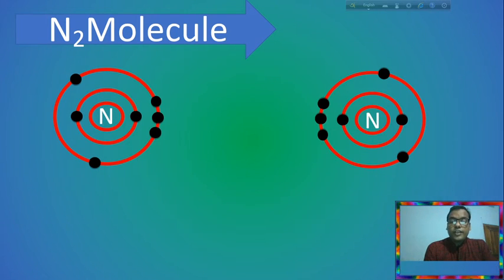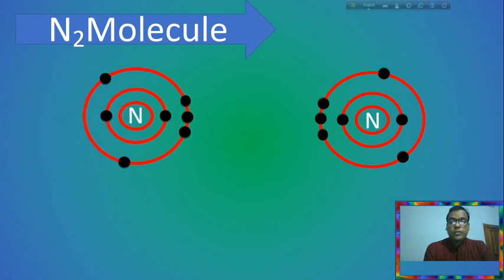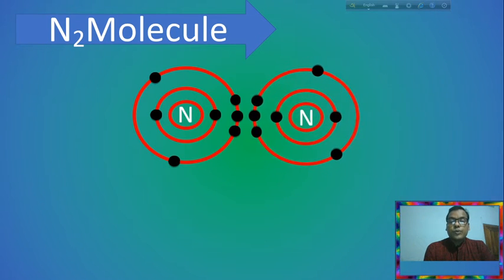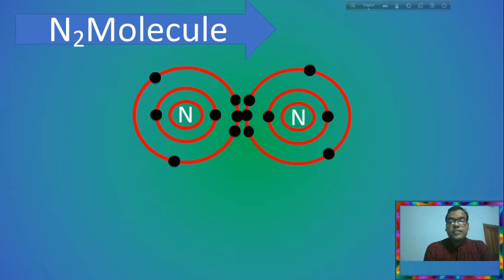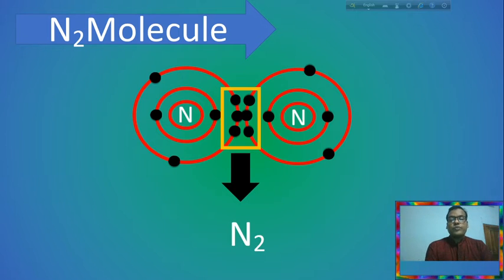If they want to get the electronic configuration like neon, both of the nitrogen atoms have to share 3 electrons. For this reason, both of the nitrogen atoms come close and share these 3 electrons and convert them into 3 nitrogen covalent bonds and produce 3 pairs of electrons and convert to a nitrogen molecule. Hence there are 3 nitrogen covalent bonds. Nitrogen molecule is a covalent compound.